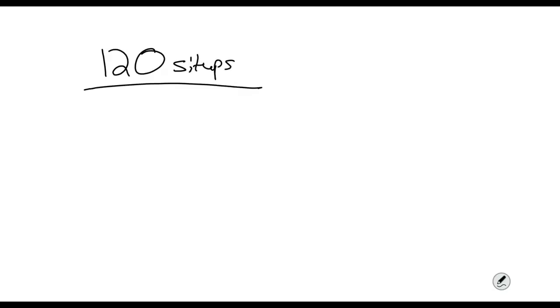Try another one. We can do 120 sit-ups in 5 minutes. See if you can find the unit rate on your notebook paper. So write the rate, find the unit rate.